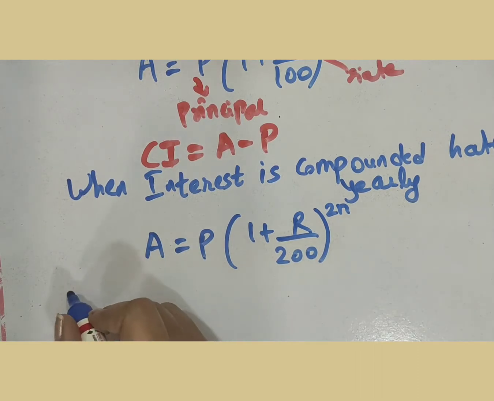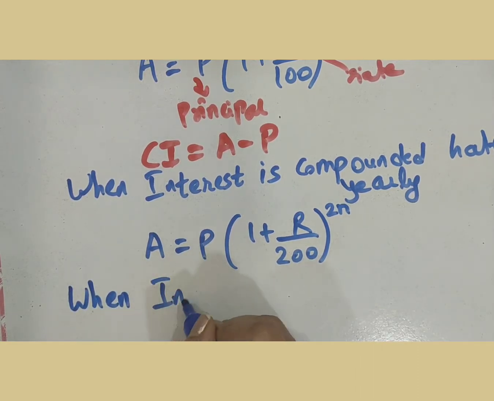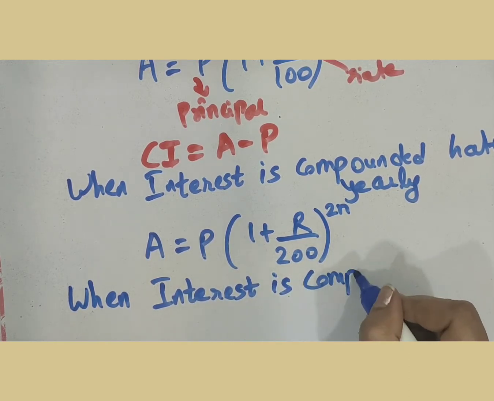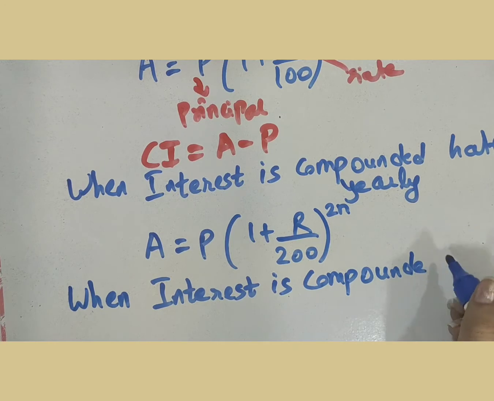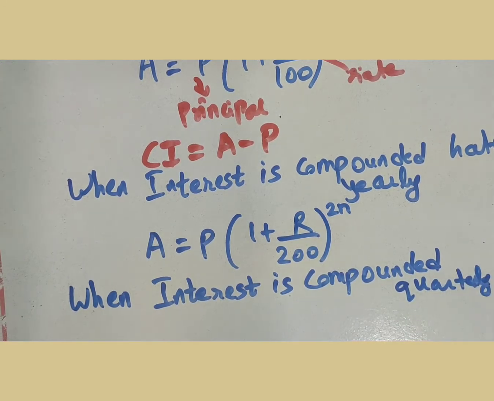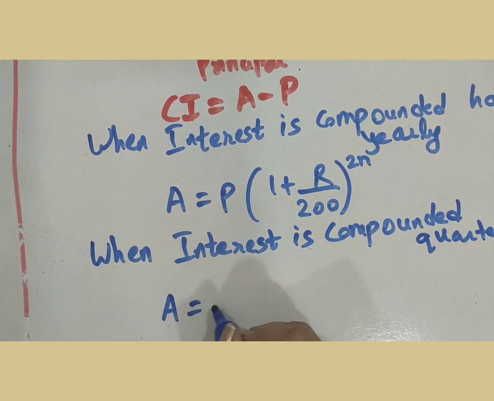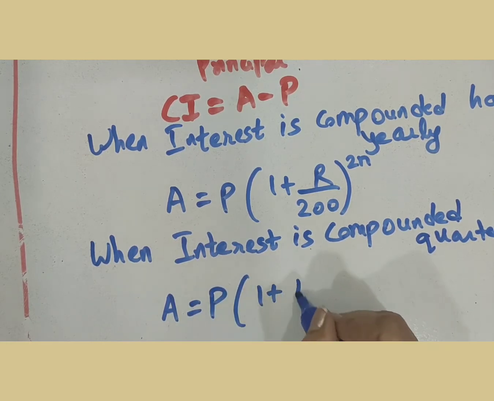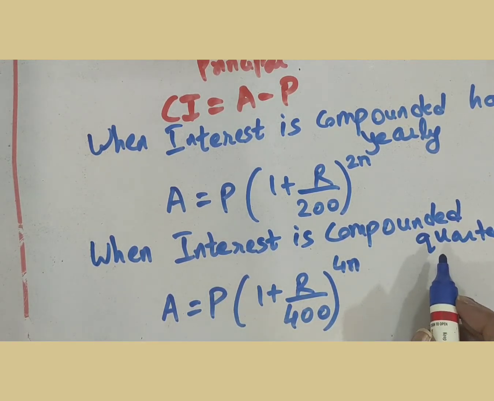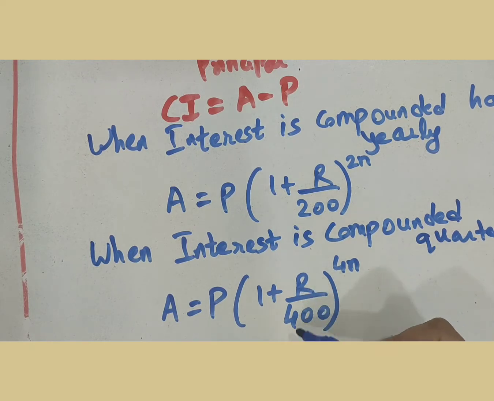Similarly, when it has to be calculated quarterly, now quarterly means in the same year you have to calculate it 4 times. So in that case, your amount will be equal to P into 1 plus R upon 400 whole raised to 4n. When interest is compounded quarterly, 4 times in a year, your rate will be 1/4 and time will be 4 times.